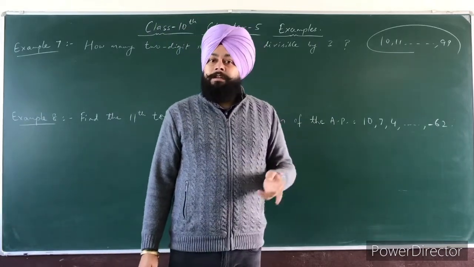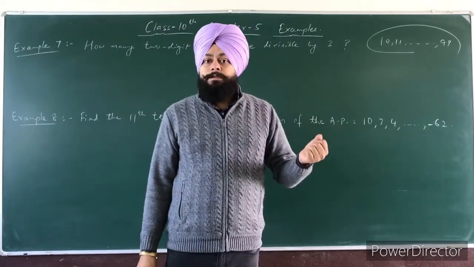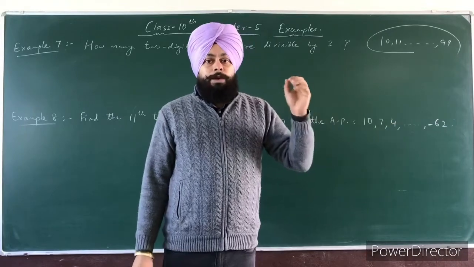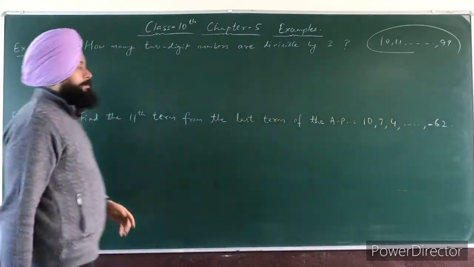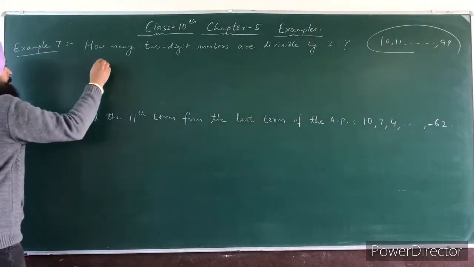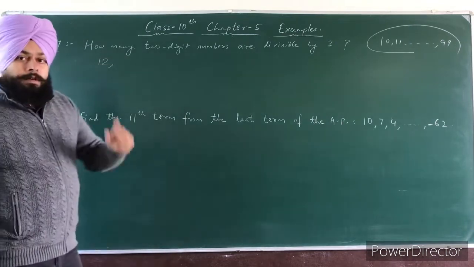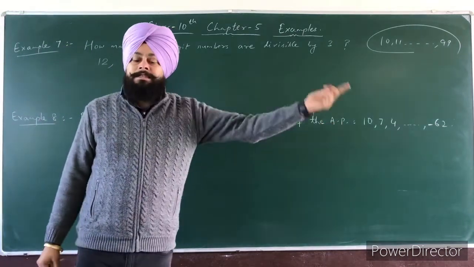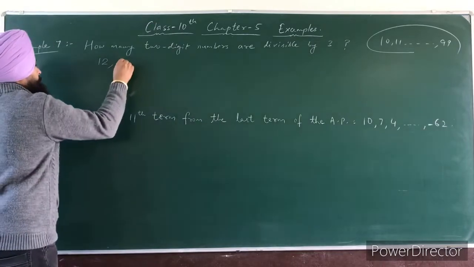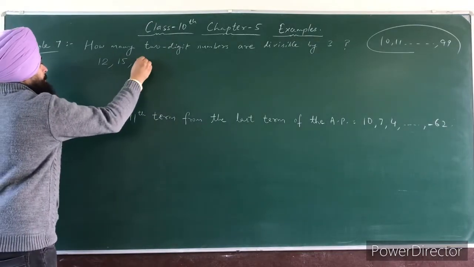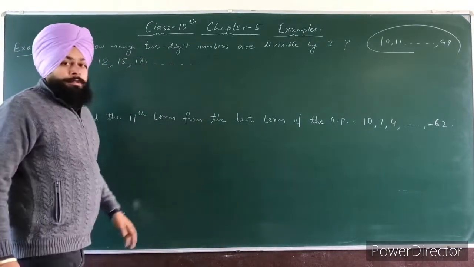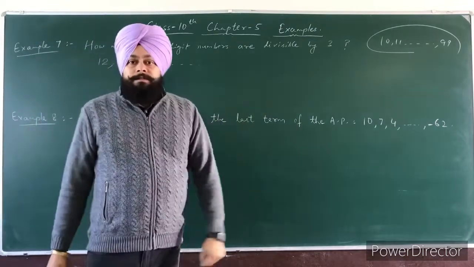Next number is 11. 11 is again not divisible by 3. Next is 12. 12 is divisible by 3. Yes, 3 4s are 12. So the first number here is 12. After 12, which is the next number? Next is 15. Next one is 18. So in this way, we will write the series.